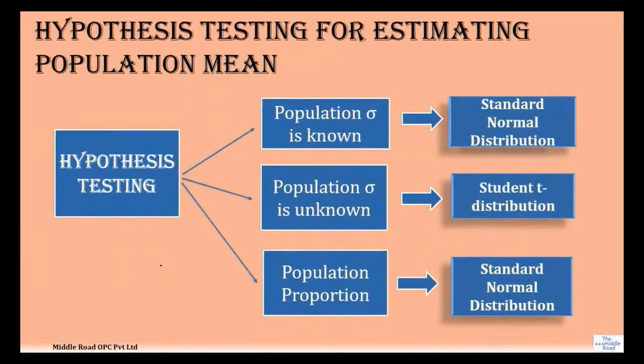Today I'm discussing hypothesis testing. So second part, now we have discussed when the population standard deviation is known, so we've used standard normal distribution. Today I'm going to be introducing Student's T-distribution when the population standard deviation is unknown. The third part I'll be introducing is population proportion, but that uses again standard normal distribution.